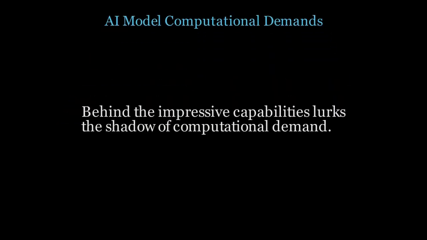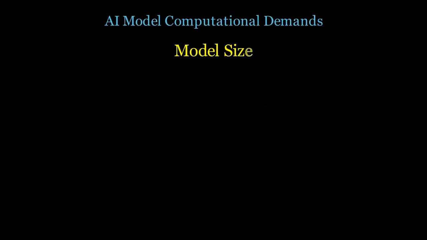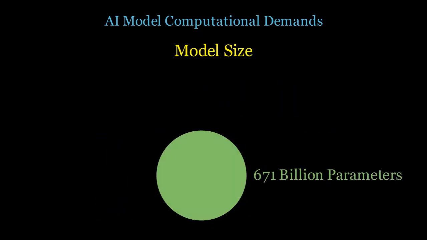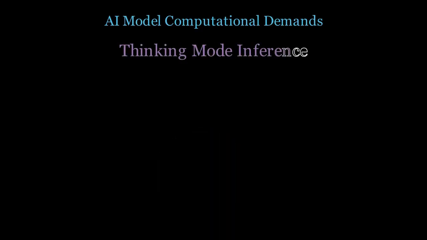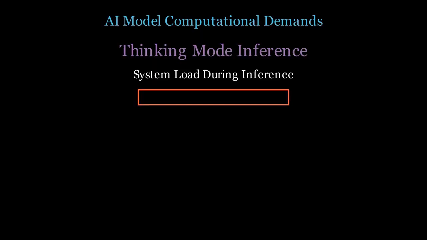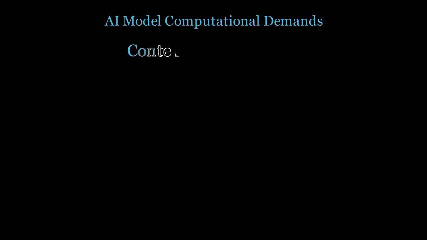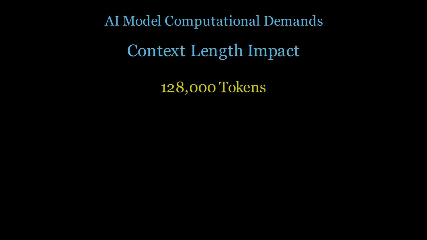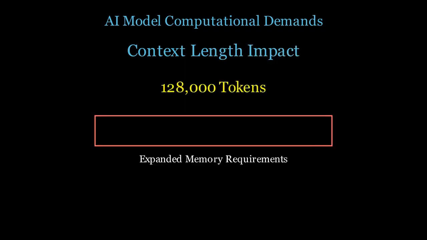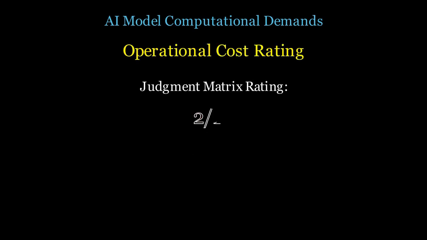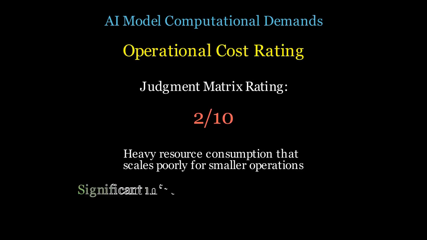Behind the impressive capabilities lurks the shadow of computational demand. Running a 671 billion parameter model, even with parameter-efficient activation, requires substantial hardware investment. The thinking mode particularly taxes systems during inference, while context lengths of 128,000 tokens multiply memory requirements dramatically. I would give the tool a rating of 2 on the judgment matrix for operational cost because of its heavy resource consumption that scales poorly for smaller operations.